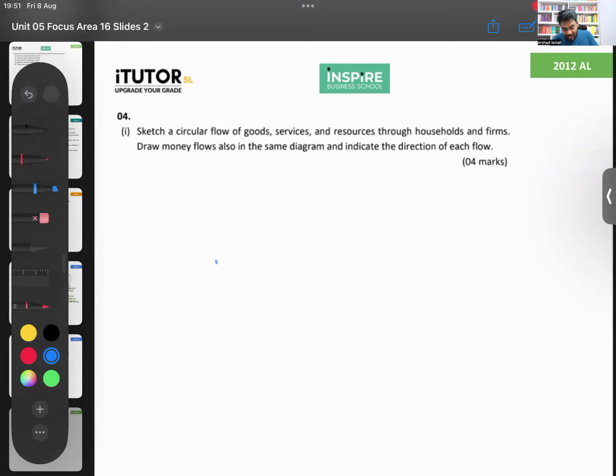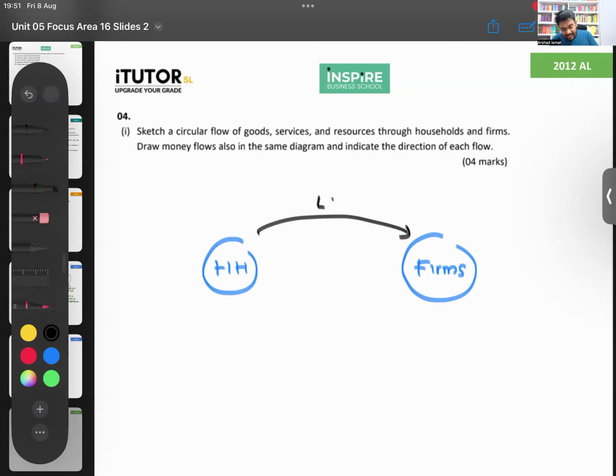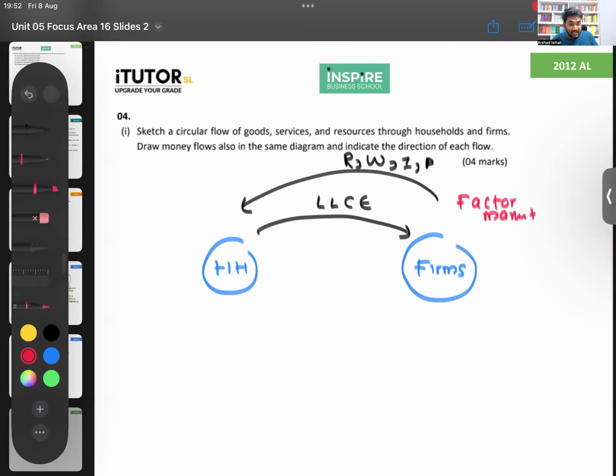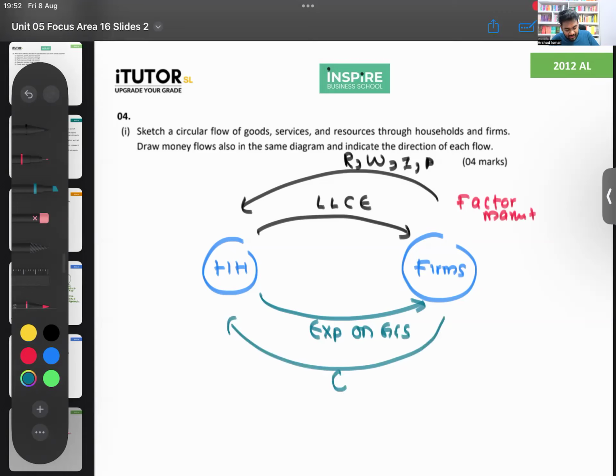So how does it work? You have the households. You have the firms. Households provide land, labor, capital, entrepreneurship to the firms. In return, the firms pay rent, wages, interest, and profits. This is what you call the factor market. You provide your factors of production, and in return, you get your payment. What do people do with the money that they get? They spend, right? You have expenditure on goods and services. Money goes, and in return, you receive goods and services. So that's the simple story.